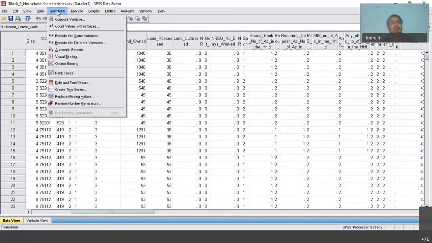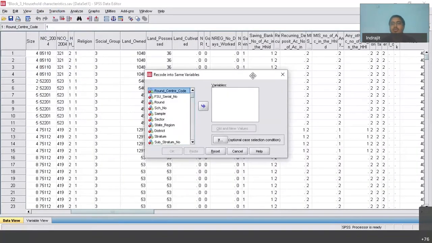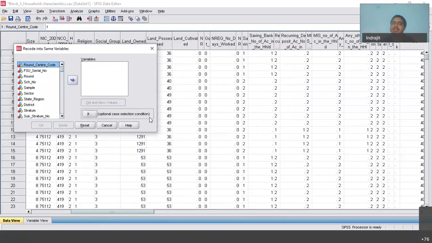Here you have to click Transform. You know how to compute, but here is recoding of the same variable. You know how to recode, because that is the very basics of SPSS. Still, I am going to show what recode I am going to do. Here, my new social group I want to recode.